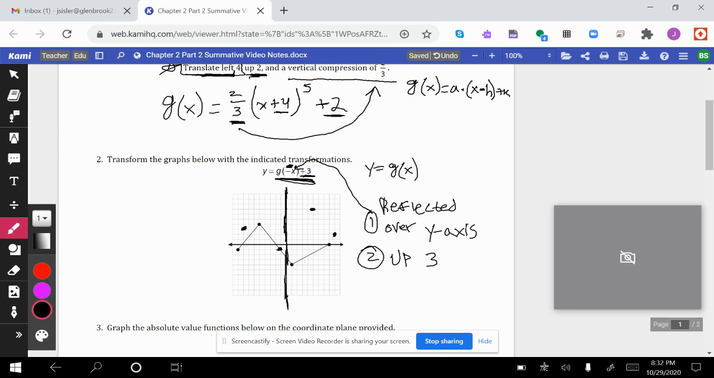Okay, and then I'm just going to connect my dots. And that's how you would go about transforming that, right? We reflected it over the y-axis by essentially changing the sign on each x value, and then we moved our y values by moving up 3. Okay.